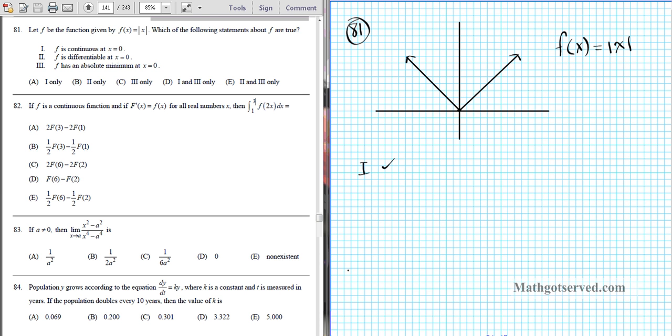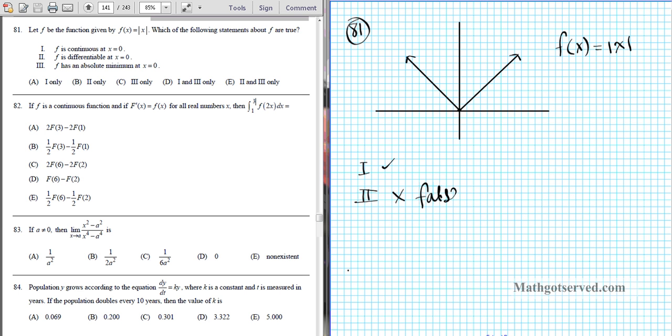Option 2, f is differentiable at x equals 0. Now at x equals 0, we have a sharp corner. So know that differentiability fails at a corner, okay? The left-hand derivative is -1, and the right-hand derivative at 0 is +1. So left and right-hand derivatives are different. So what on earth is the derivative at this point? It's not defined. The derivative does not exist there. This function is not differentiable at x equals 0. So option 2 is false.